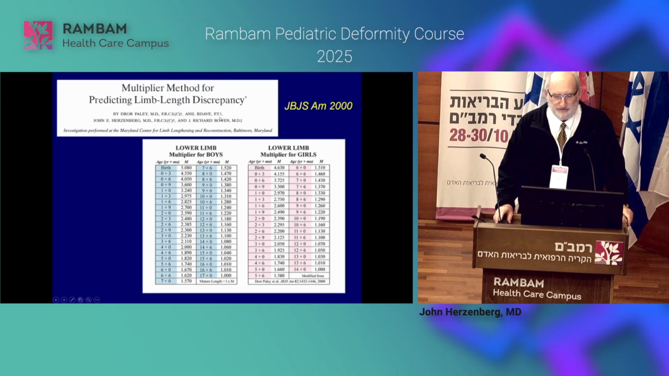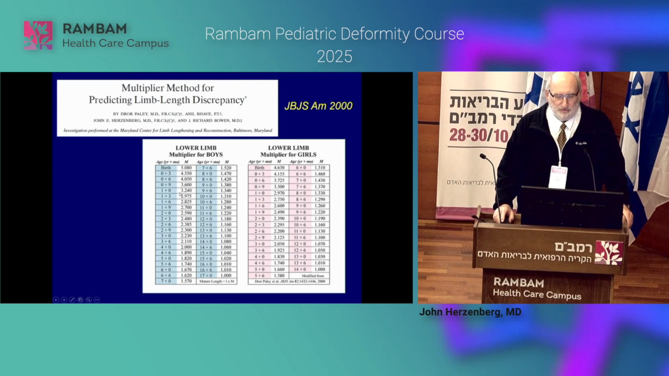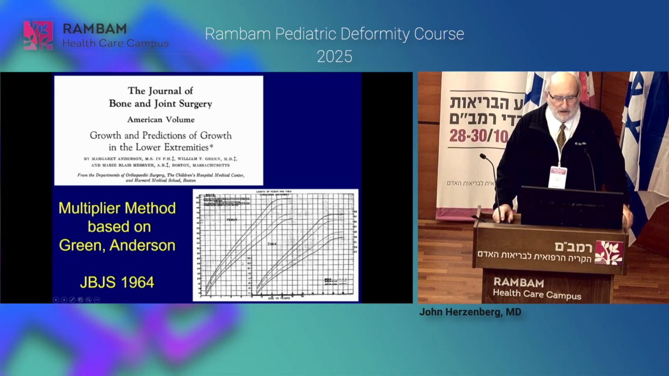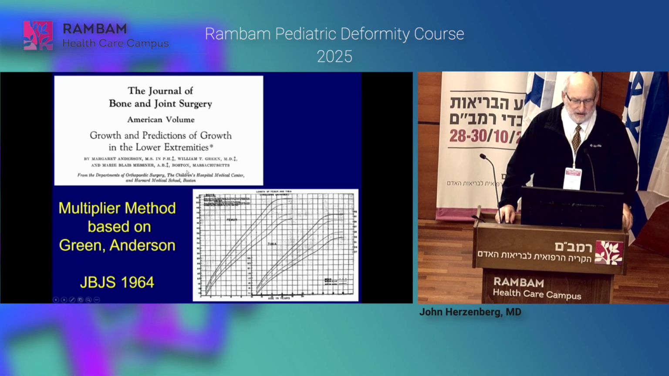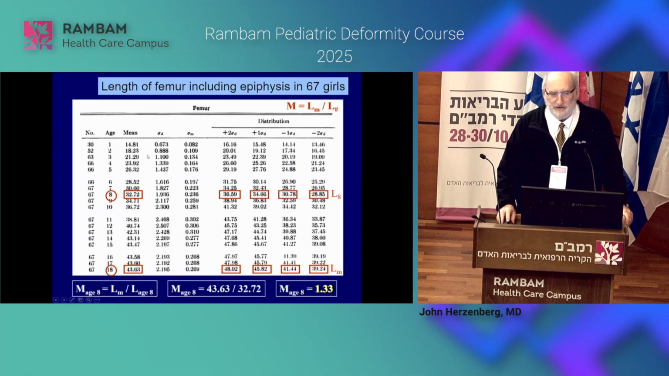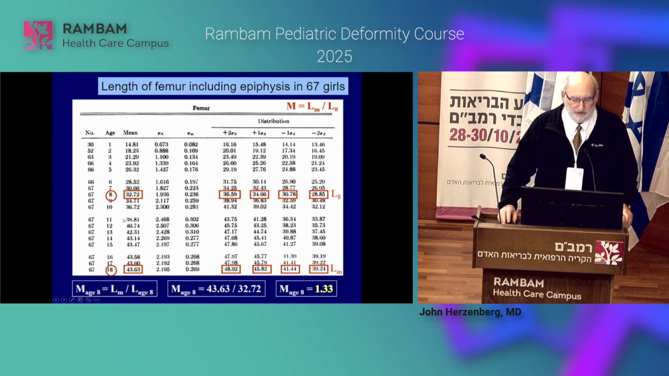Dror Paley and I published on the multiplier, which, like everyone else's work, was based on the Green-Anderson tables. And these were our multiplier charts. That was published 25 years ago. This is the original data of Green and Anderson on the length of femur and tibia in children at different ages, and that came out of Boston in the 1950s and a series of kids who had polio in one leg. And this is the raw data from Green-Anderson. It was divided by, say, mean lengths of the femur plus or minus 2 standard deviations at all different ages from 1 to 18.